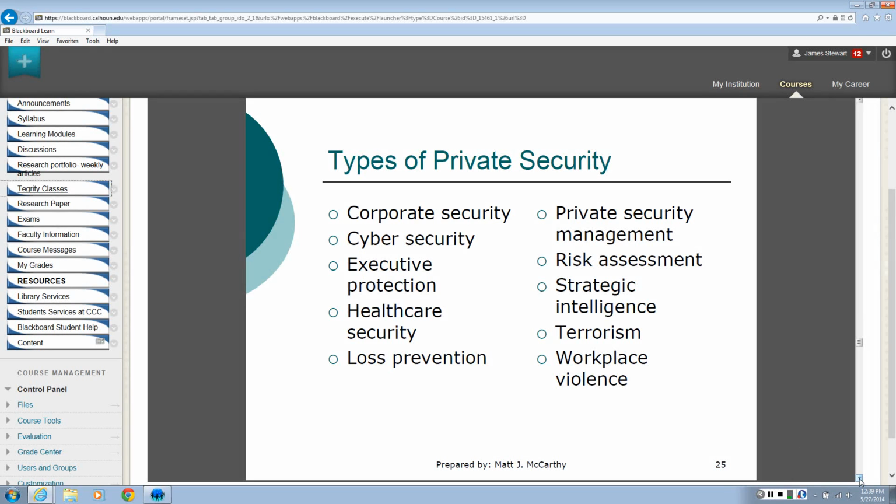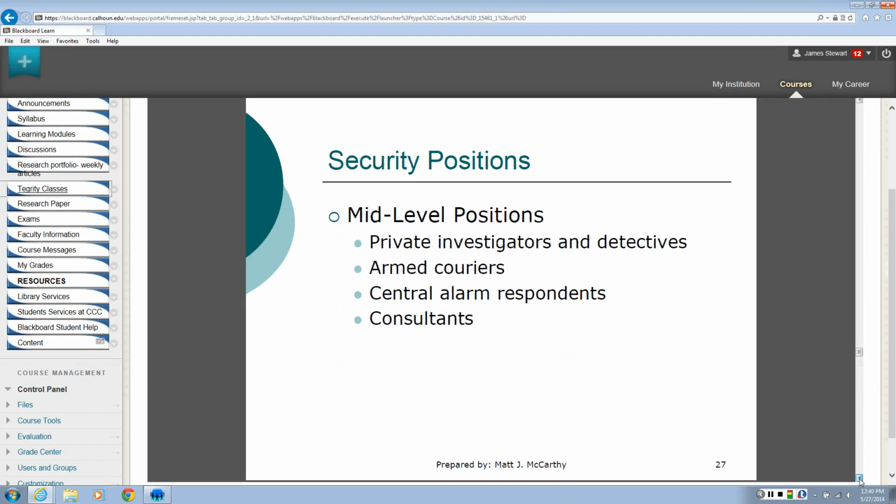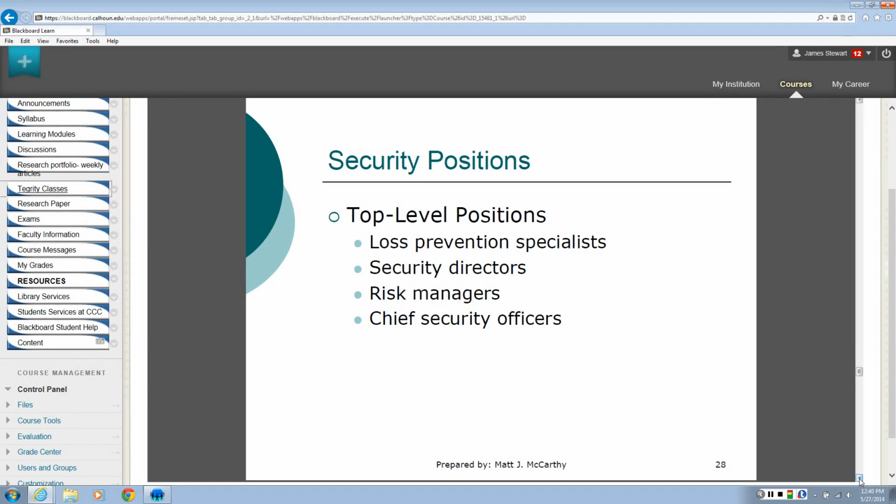As you're reading this chapter, make sure you look at the different types of private security, and you can differentiate between those. Know the difference between corporate security and cyber security, the difference between healthcare security and loss prevention, etc. So make sure that you're familiar with those. Make sure that you familiarize yourself with what the entry-level positions, the mid-level positions, and the top-level positions are in the security industry.